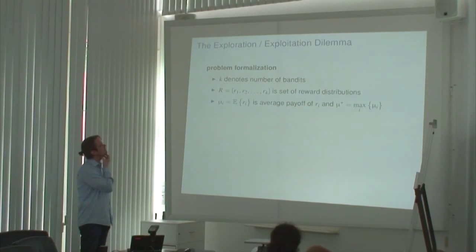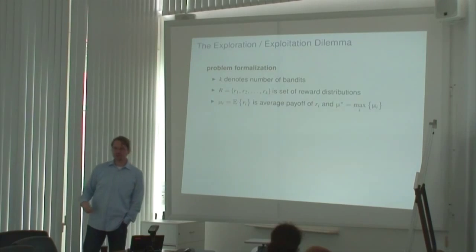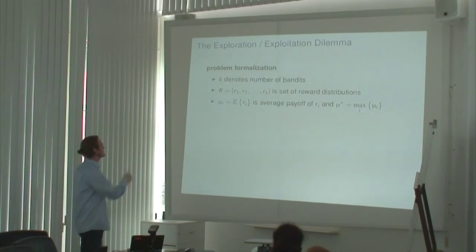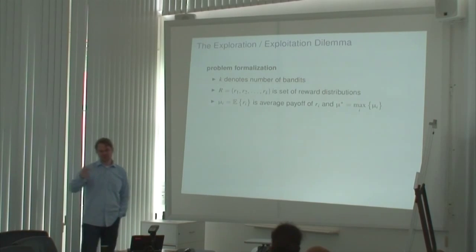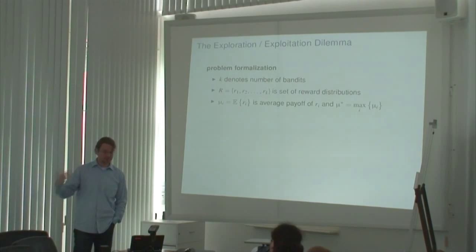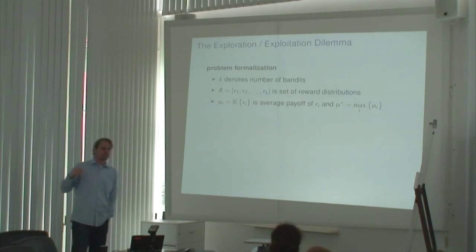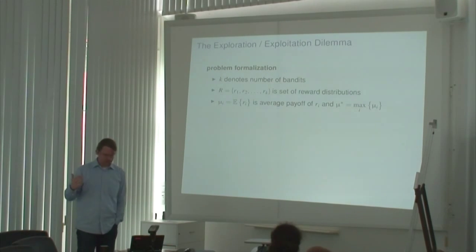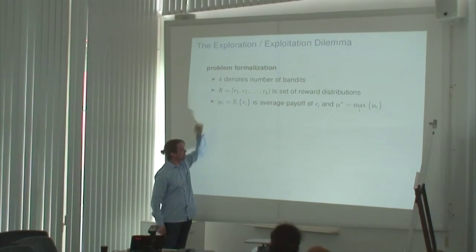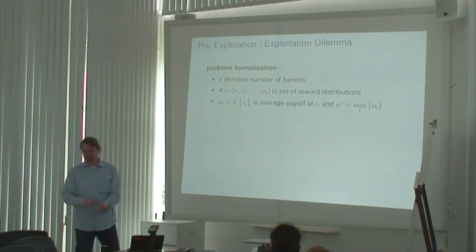Now, this is where it becomes brutal, but I have to do it. Let us formalize this multi-armed bandit problem. K denotes the number of bandits, and I'm not talking about trees here, but just of bandits in a casino. K denotes the number of slot machines we are dealing with, and we have a set of reward distributions, similar to the distributions we talked about at the very beginning of the lecture. We have probability distributions now, and we have K of them, one for every machine. For every machine, we also are able to determine the average payoff. For machine i, mu i is the expectation of the payoff function R i.